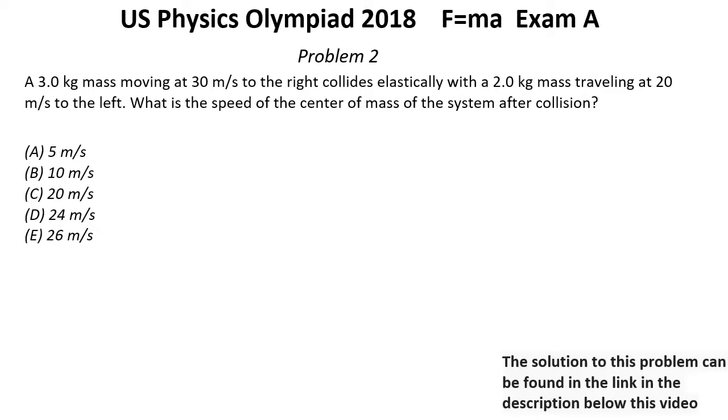Solution for problem 2. The speed of the center of mass is constant, so we can just count it before collision, and we can use the formula: V of the center of mass equals this expression, which is 10 meters per second. And this is answer B. That was the solution for problem number 2.